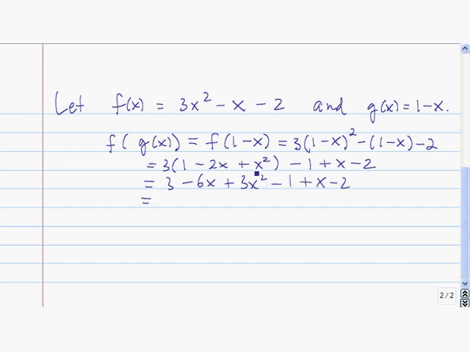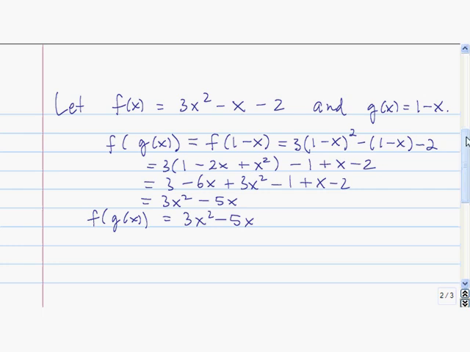And so finally we have 3x squared minus 6x plus x, which is minus 5x. Then we have 3 minus 1 minus 2, and that's 0. So that means that f of g of x is equal to 3x squared minus 5x.